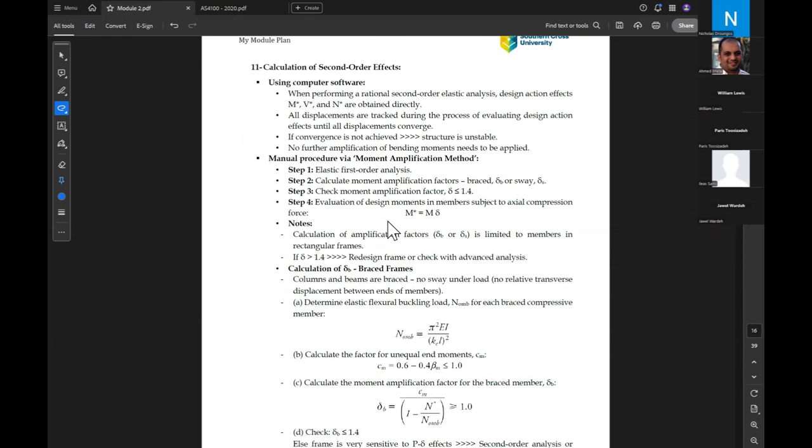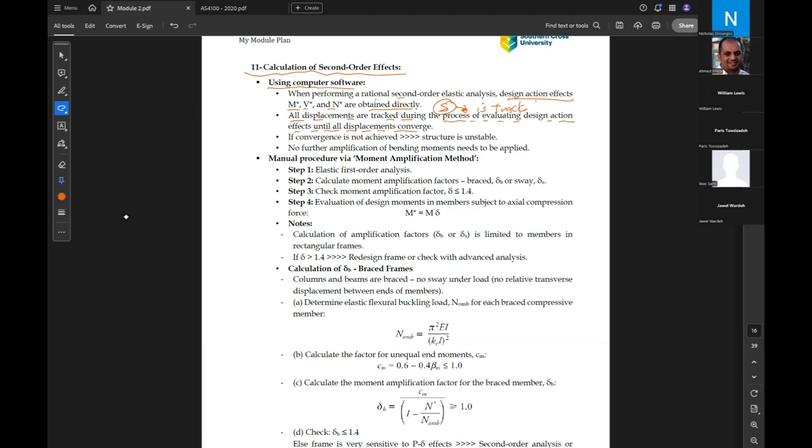And here is how to calculate the second order effects. You can use computer software when performing a rational second order elastic analysis. Design action effects M, V, and N are obtained directly. So using software, it will directly include the second order effects. All the displacements are tracked during the process of evaluating the design actions until all displacements converge. So also the deflection or the deformation through the process is tracked.